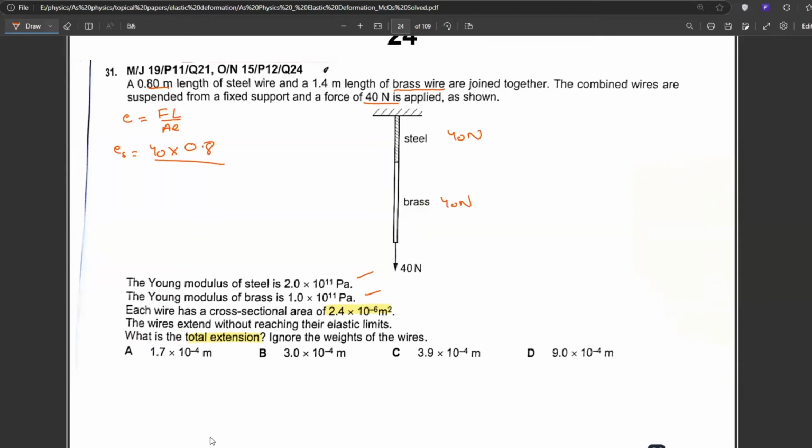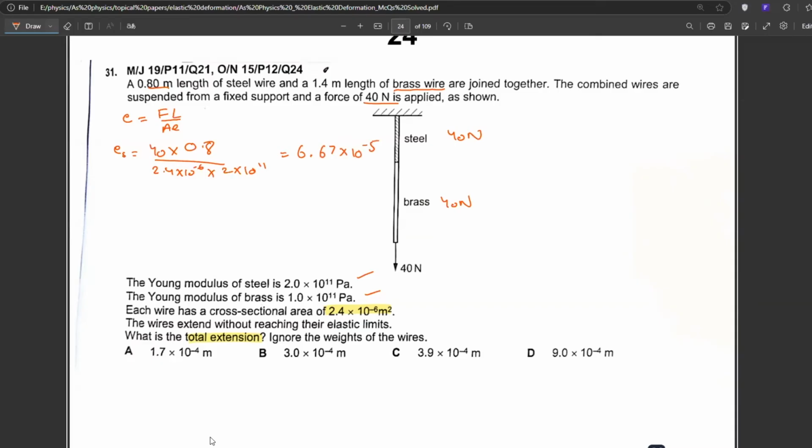What is the area of the steel wire? 2.4 into 10 raised to the power of minus 6. Perfect. What is the Young's modulus of steel? 2 into 10 raised to the power of 11. Can you calculate the extension of steel? Yes. 40 into 0.8 divided by 2.4 into 10 raised to the power of minus 6 into 2 into 10 raised to the power of 11. This gives you an answer of what? The extension of steel is 6.67 into 10 raised to the power of minus 5.